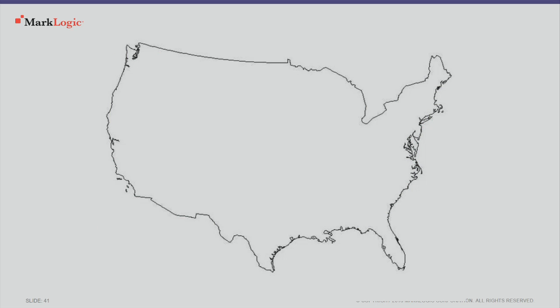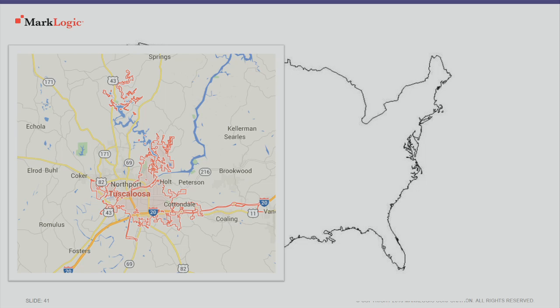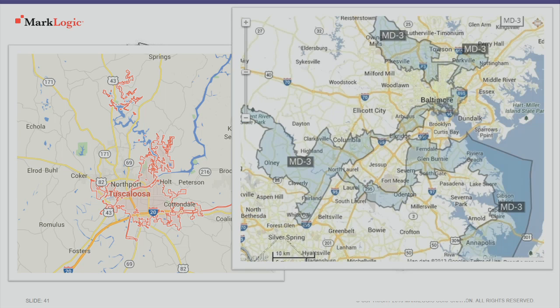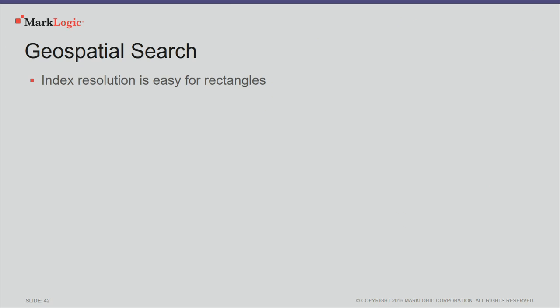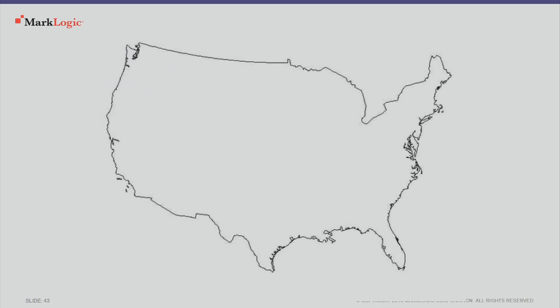Searching for boxes is enabled very quickly by the index, but unfortunately most interesting regions on the Earth are not boxes. So here, for example, the boundary of the United States is an interesting region. Country boundaries, city boundaries, geographic features, congressional districts are a great source of some very interesting regions. And it could be very important to know specifically if the voter is inside or outside that region. You can't just approximate with a box. So index resolution is easy for rectangles, but other regions require more steps.